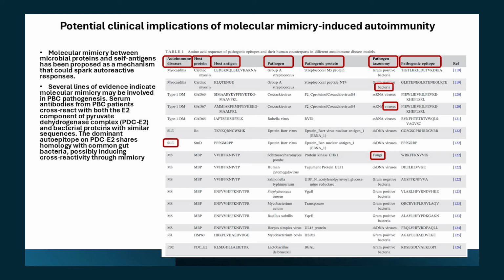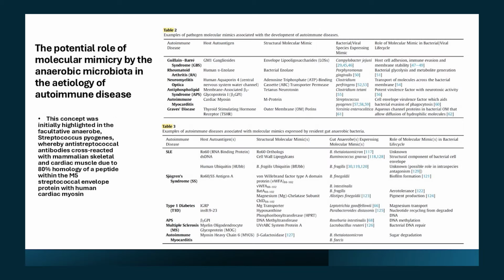Here we have lupus. The human protein has an acronym of SMD. On that protein, we have this amino acid sequence. The suspect pathogen here is Epstein-Barr virus. And on one of its proteins, it has this amino acid sequence, which looks very similar to the human sequence on the SMD protein.